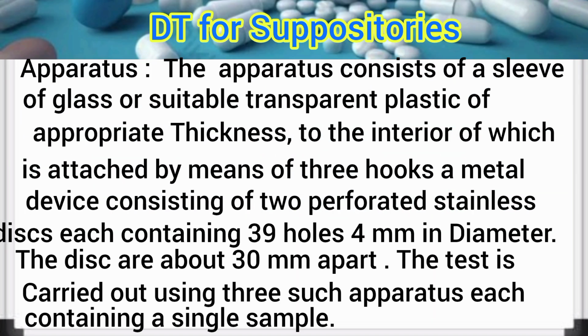DT for suppositories apparatus. The apparatus consists of a sleeve of glass or suitable transparent plastic of appropriate thickness, to the interior of which is attached by means of 3 hooks a metal device consisting of 2 perforated stainless metal discs each containing 39 holes 4 mm in diameter. The discs are about 30 mm apart. The test is carried out using 3 such apparatus each containing a single sample.